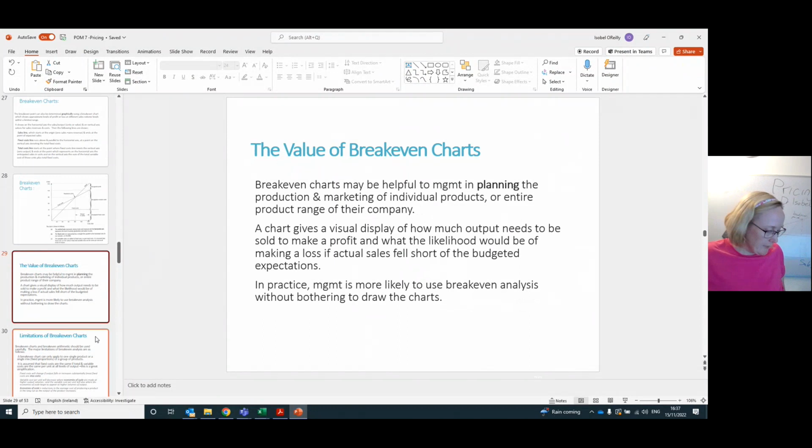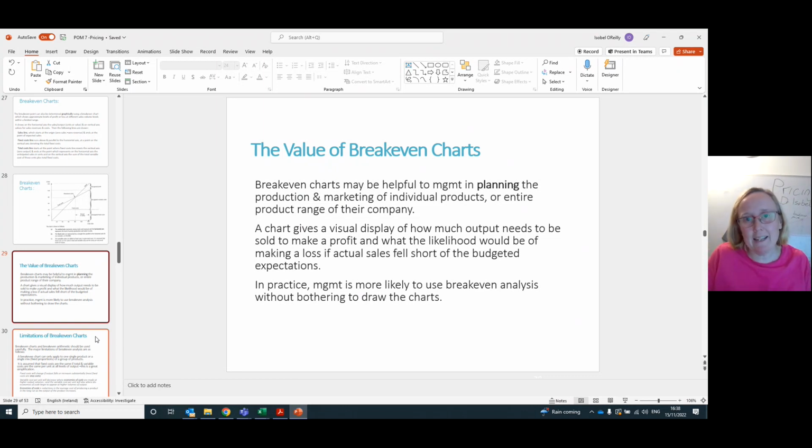So why do we do it? As I said, it's useful in the boardroom. You can put up this diagram to show here's where the break even is. So break-even charts may be helpful to management in planning the production and marketing of individual products. And this graph that we've shown is assuming a specific selling price that we have set. The sales department should be able to tell us, if we charge X, this is the sales forecast. So that's where we get that black line coming from.